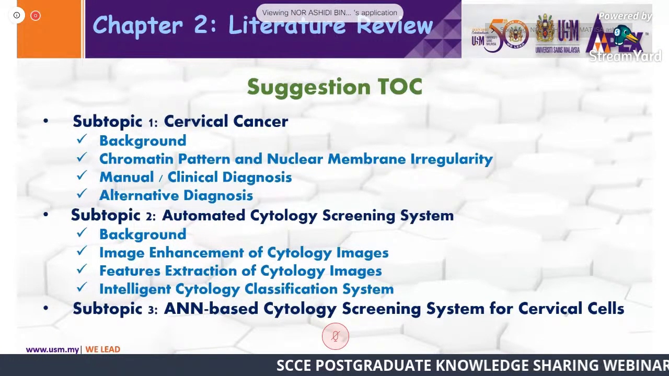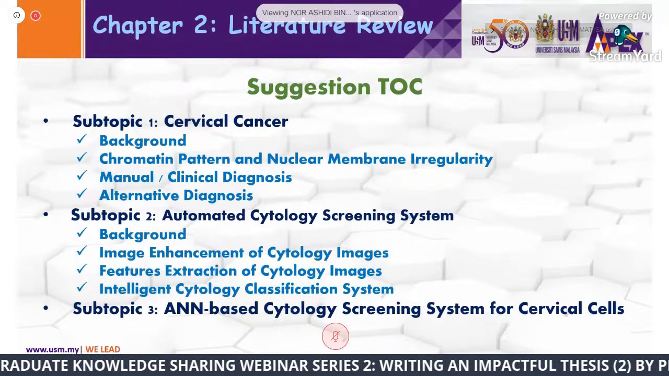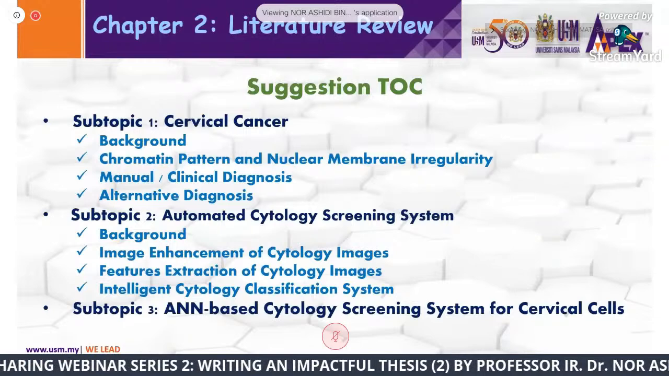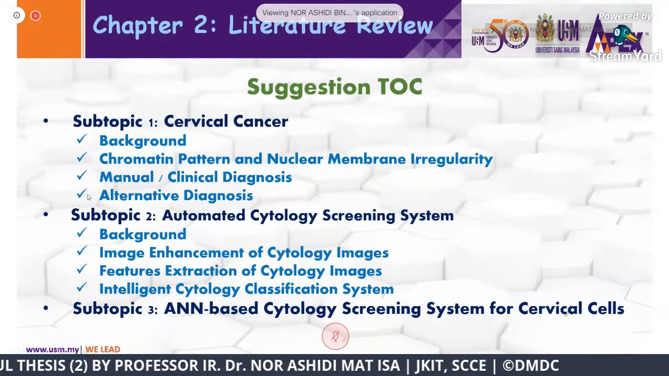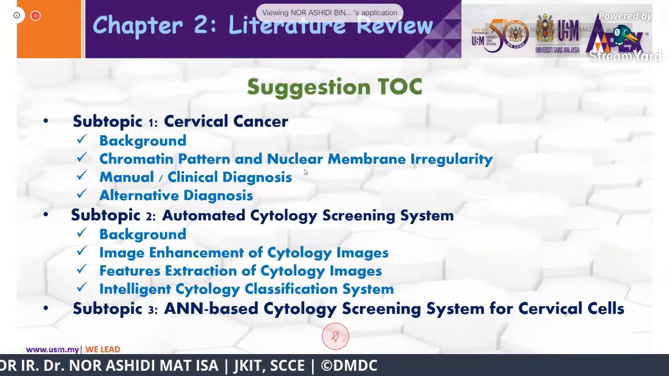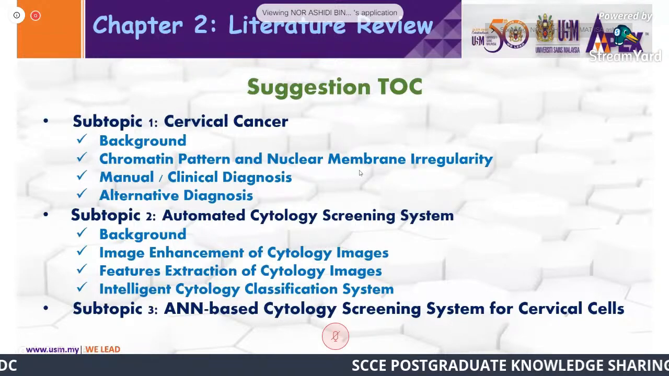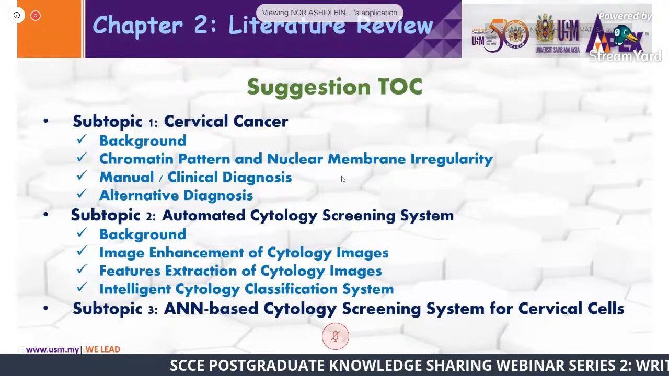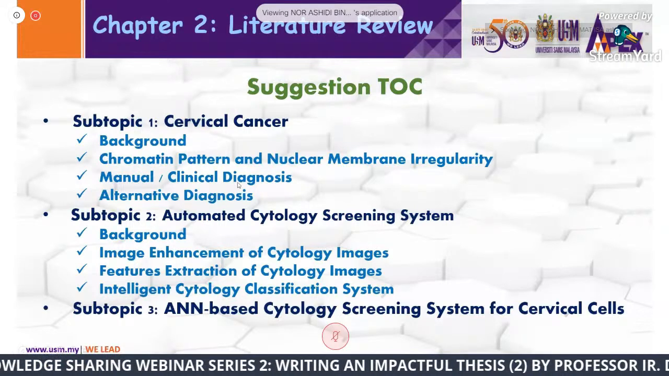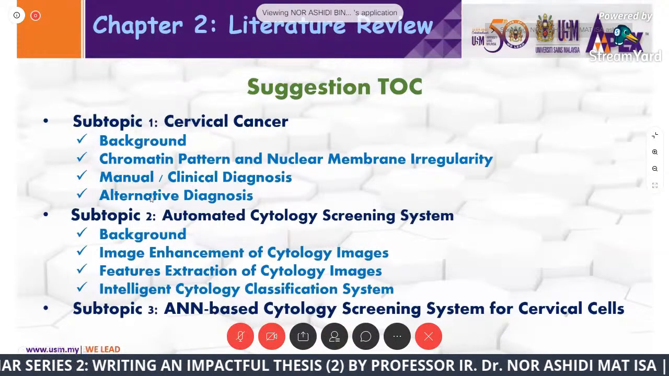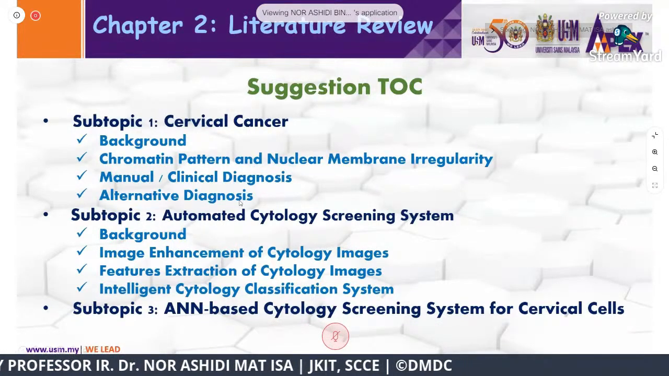So that shows the clinical problem, the manual problem. People have a limitation in extracting the chromatin pattern, and also a limitation in extracting the nuclear membrane. That gives the spark, the motivation, to previous researchers to look for an alternative diagnosis. So that's how we flow.